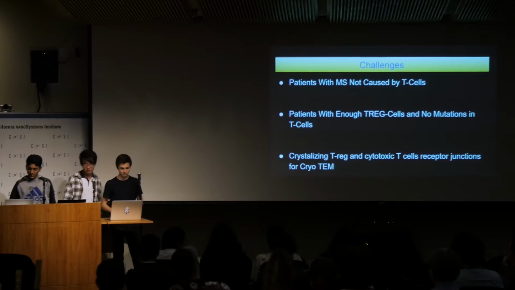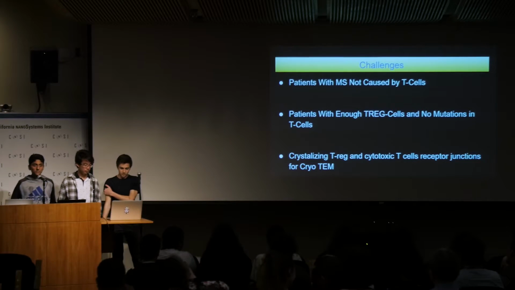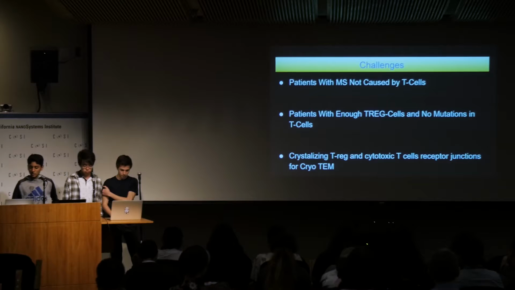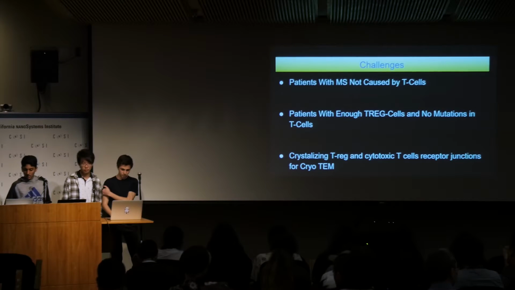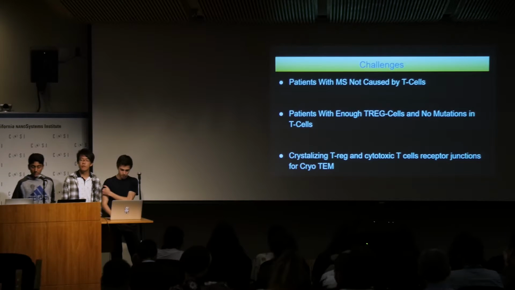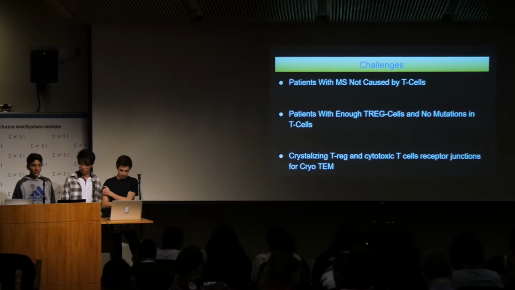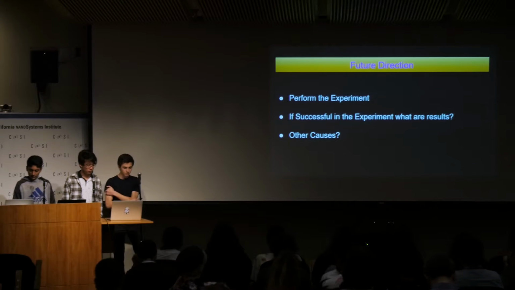A challenge would be aiding the patients who have multiple sclerosis, but it's not caused by the Treg cells and they do not have mutations. We may also encounter issues freezing the Treg cells and cytotoxic T cells when their receptors interact, and this crystal structure may also distort the natural form of the interaction when we freeze it.